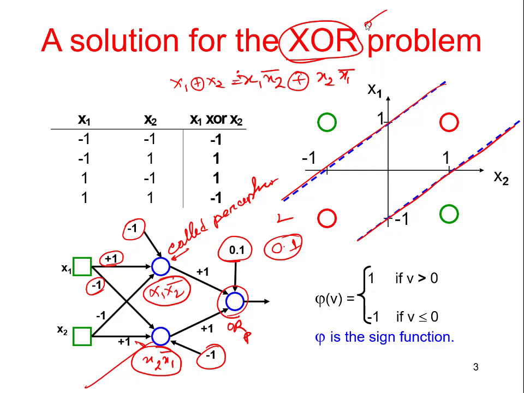So that's why this layer becomes a hidden layer, and this becomes an output layer, and this becomes an input layer. And this architecture holds a multi-layer perceptron.